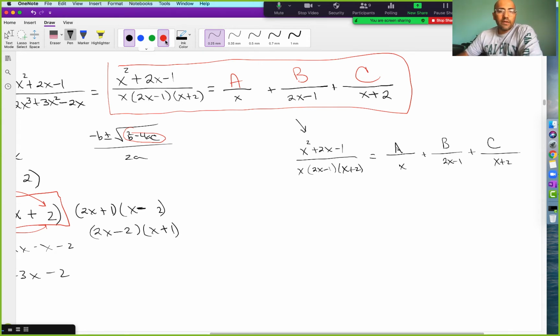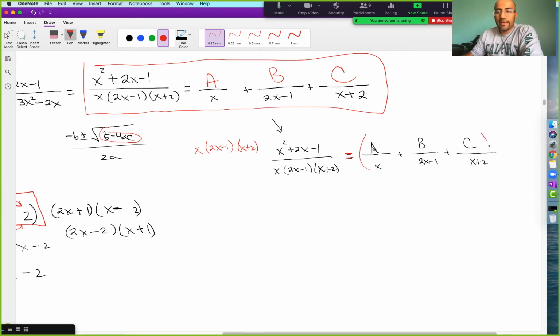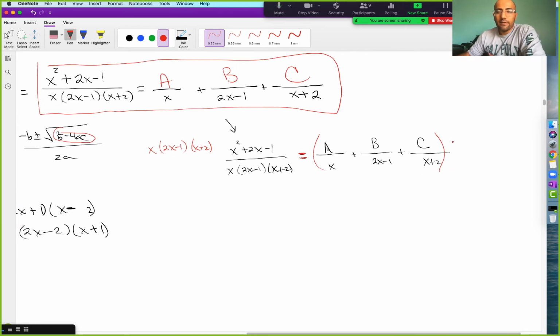Okay, what we want to do is use the power of that equality. The left side equals the right-hand side. So I'm going to multiply both sides of the equal sign by x times 2x minus 1 times x plus 2. And as long as I do the same thing to the other side, multiply everything on the right-hand side by the product of x times 2x minus 1 times x plus 2, as long as I do the same thing to both sides, I maintain that equality. So that equal sign gets to come down.